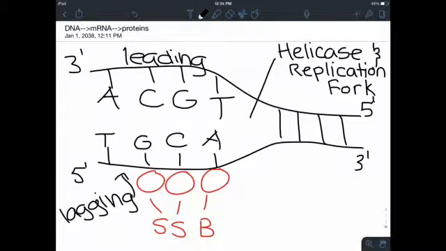DNA polymerase goes back over the RNA primer to make sure everything is okay. Finally, ligase reconnects all the bonds to form two complete DNA molecules.